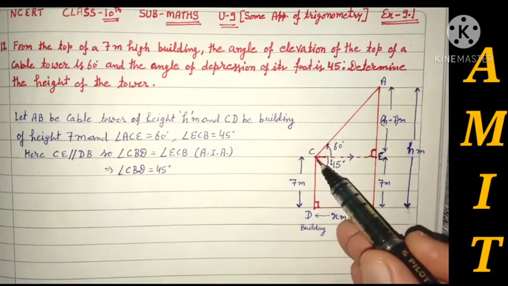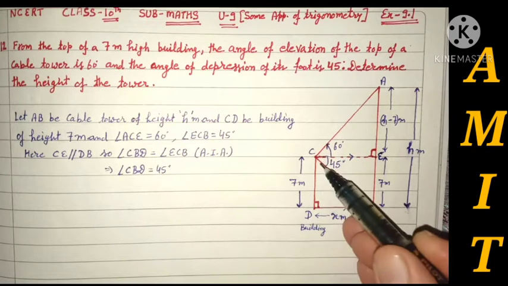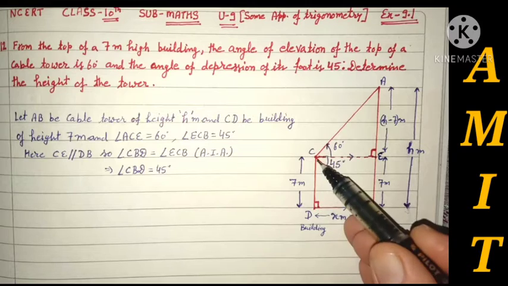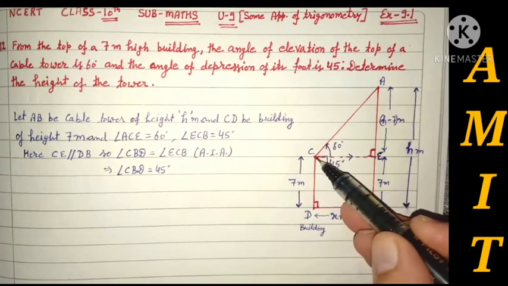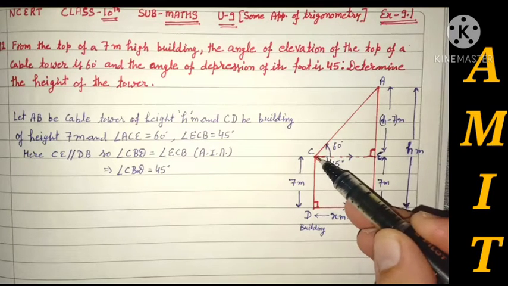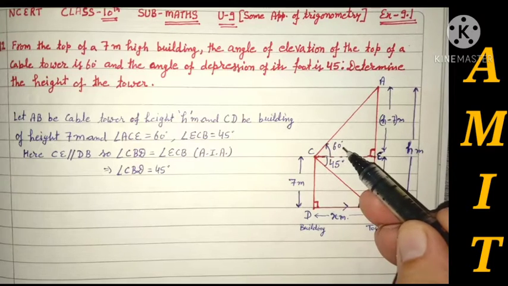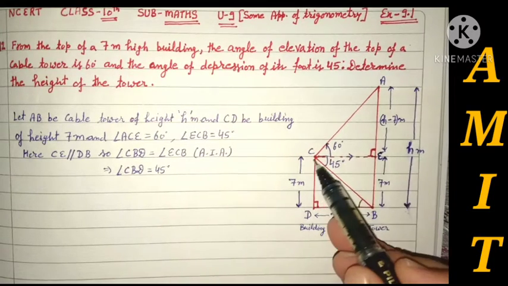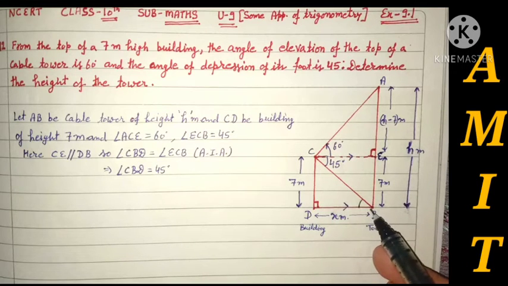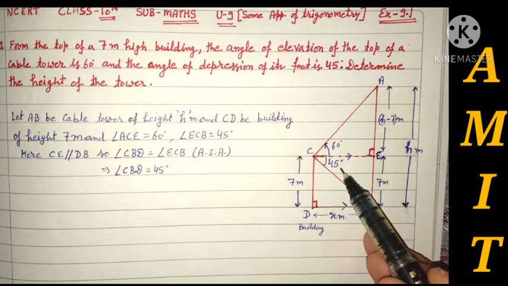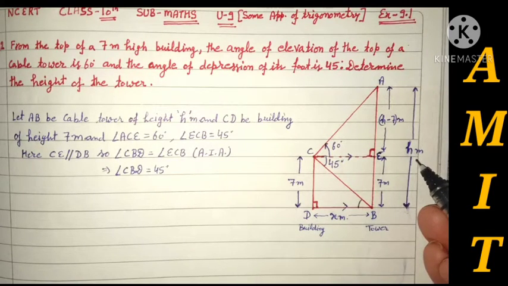So here we are given that the observer is standing at the top of a 7-meter high building. So we have assumed CD is the building of 7-meter height and the observer is standing here, and when he observes the top of the cable tower, the angle of elevation is 60 degrees, and from the same point when he observes the bottom or foot of the tower, the angle of depression is 45 degrees.